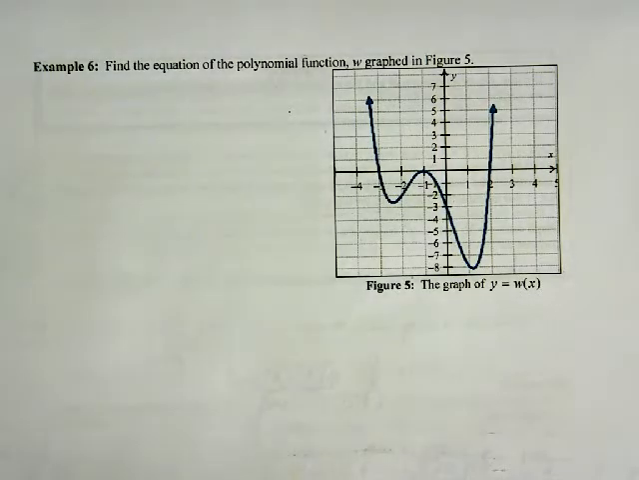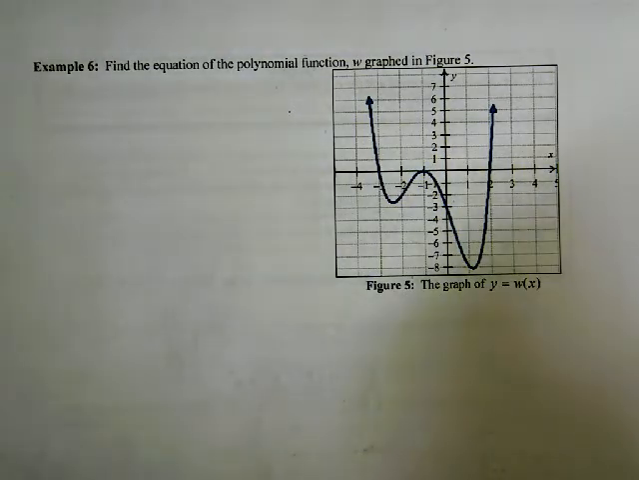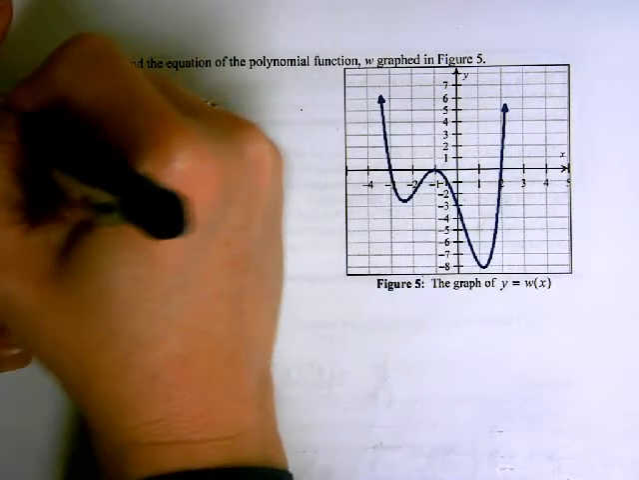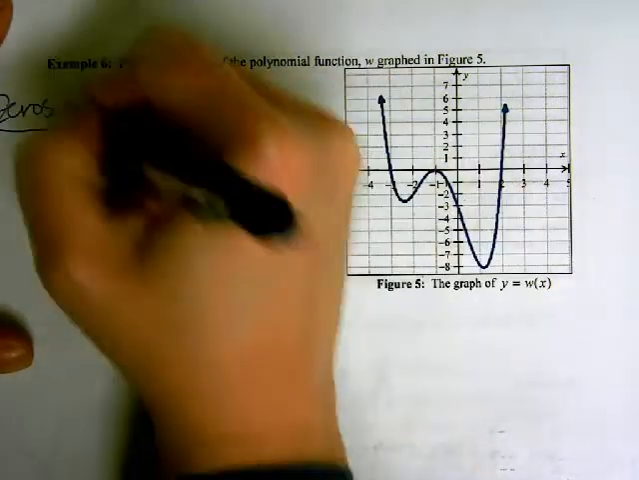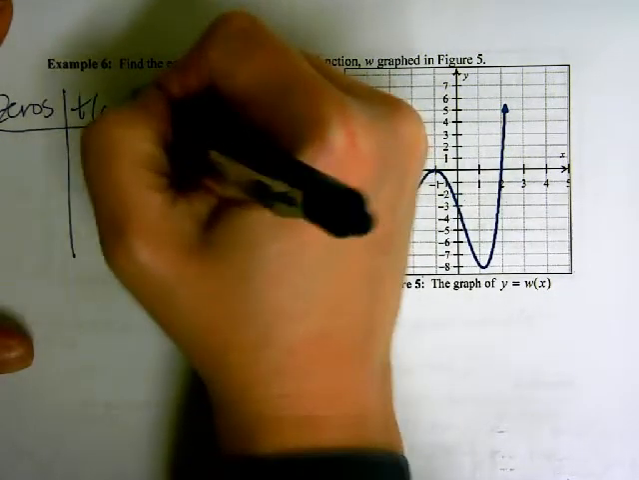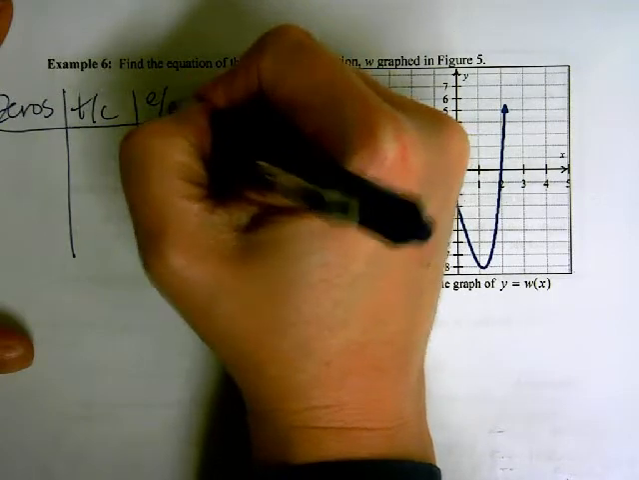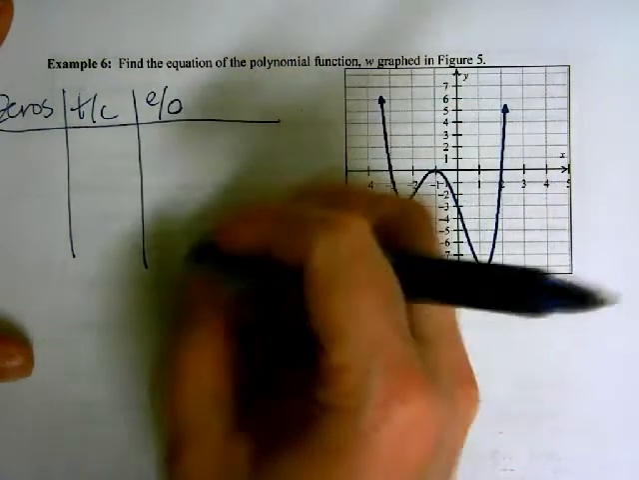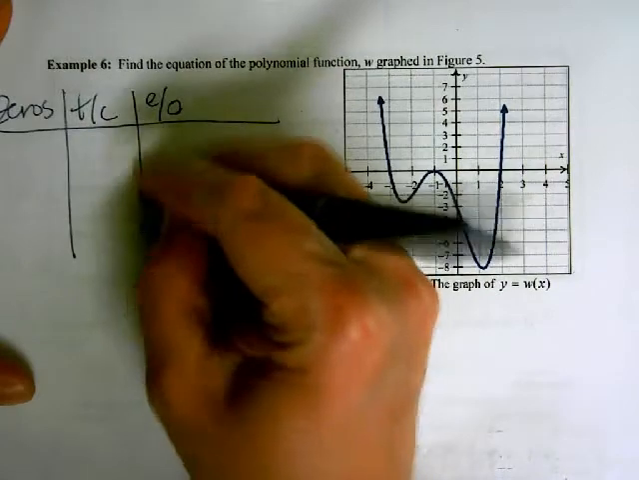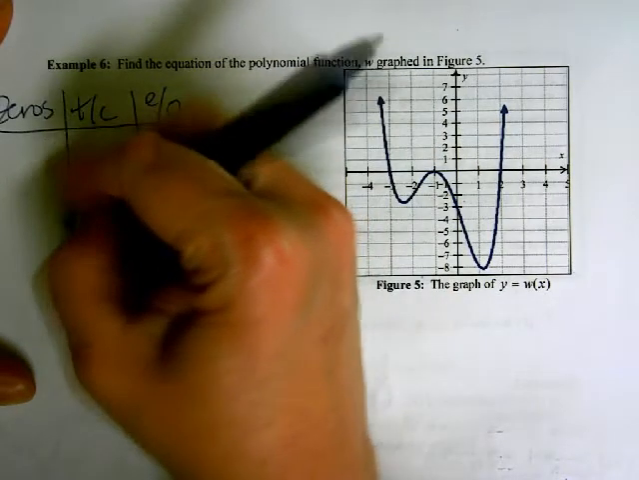Okay, this video is going to talk about how to take all the information that we just learned in all the other videos and put it together to create an equation based off a graph. So the first thing that we need to know is, what are the zeros? Are we touching or crossing? Does that mean that the multiplicities have to be even or odd? And that's the very first place I start, is right here.